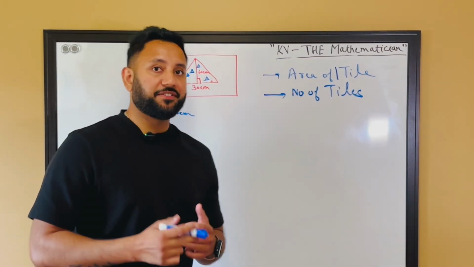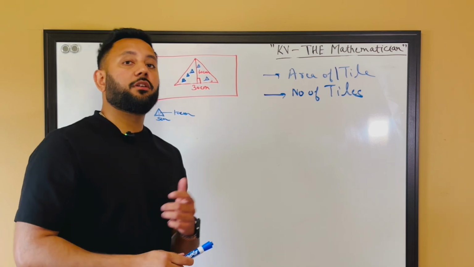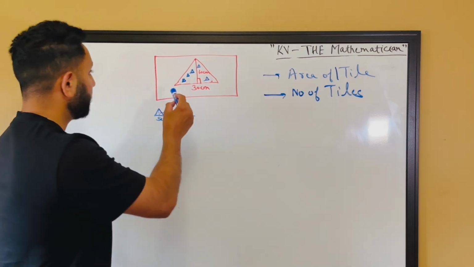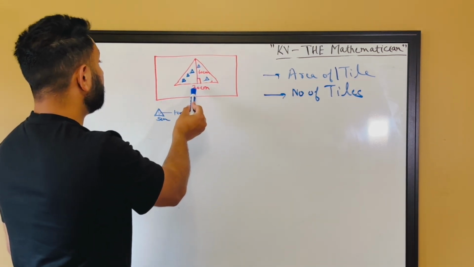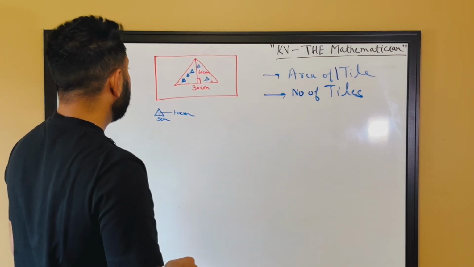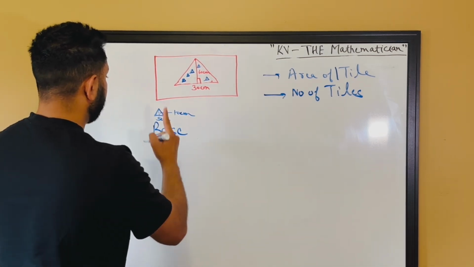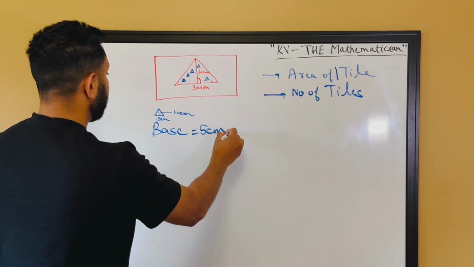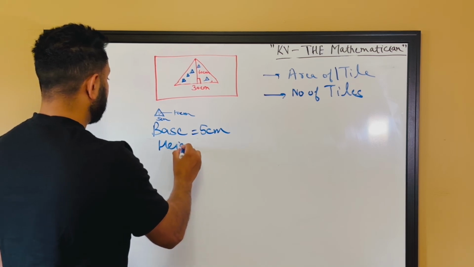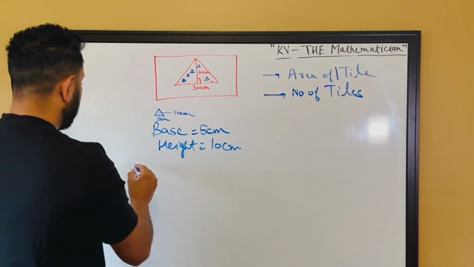So now we're going to do a second example. Let's assume this is a wall and we need to create a triangular mosaic on the wall using triangular tiles. The dimension of the base of the mosaic is 30 centimeter, and the height of the mosaic is 60 centimeter, and the dimension of the base of one tile is 5 centimeter, and the height of one tile is 10 centimeter. And what we need to find out is the area of one tile.